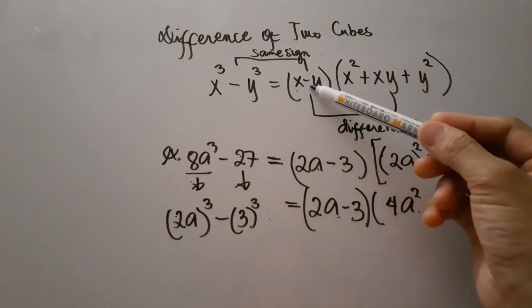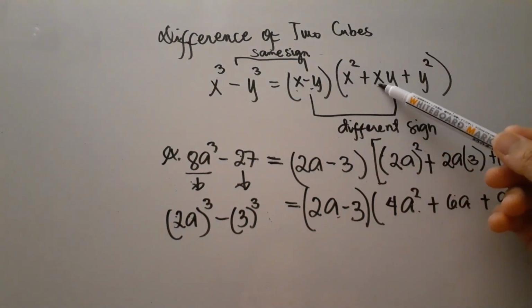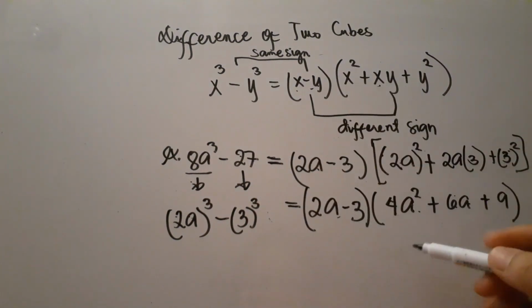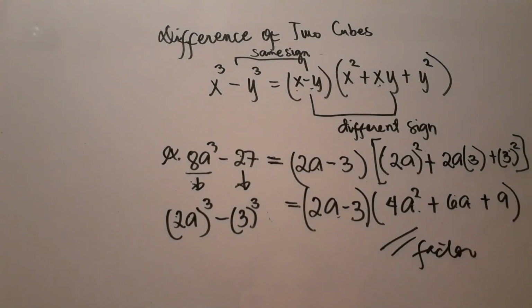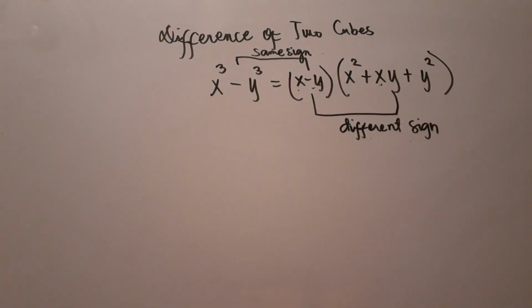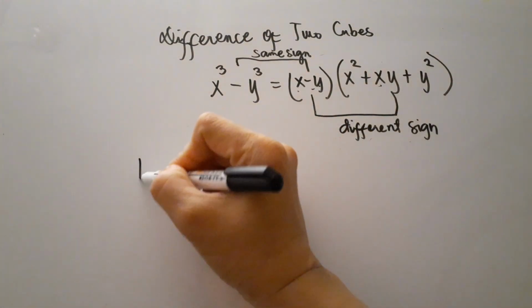To know that your answer is correct, you can check by using the multiplication process. Use the factors, which are 2a minus 3 and 4a squared plus 6a plus 9.